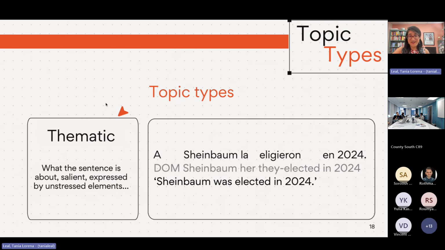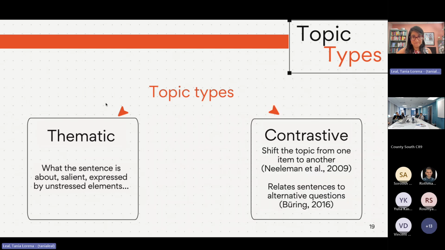So here's an example of thematic topic in Spanish. In the sentence, a Scheinbaum le eligieron en 2024, this phrase, a Scheinbaum, who's the president of Mexico, is a topic. It's a point of departure. So this would only be felicitous if this entity is already salient in the discourse, if we're talking about Mexico or presidents or elections or something like that. Spanish often marks topics through this structure, which is called Clitic Left Dislocation. We see it here. The dislocated phrase, a Scheinbaum, is doubled by a clitic la, which agrees in gender and number. And the combination of syntax and morphology, syntax through the dislocation, morphology through the clitic, signals that the phrase is already known or given information and sets the stage for what comes next.